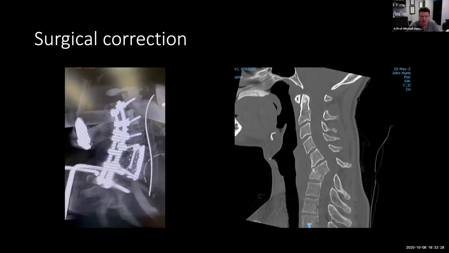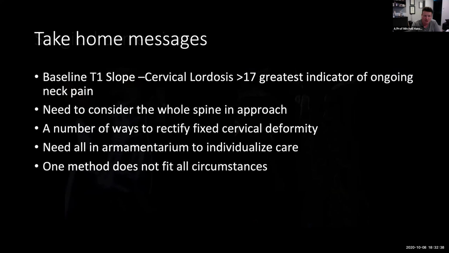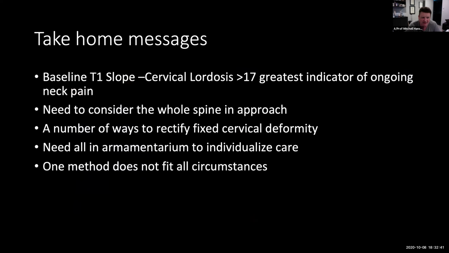So as you can see, I got a much improved lordosis as opposed to a kyphosis with this correction. So take-home messages, I guess. I think the baseline T1 slope minus the cervical lordosis, if it's greater than 17, is probably the greatest indicator of ongoing neck pain and problems for me. That said, you do need to consider the whole spine and approach, but certainly in this patient who's 27, otherwise normal, that wasn't such an issue.